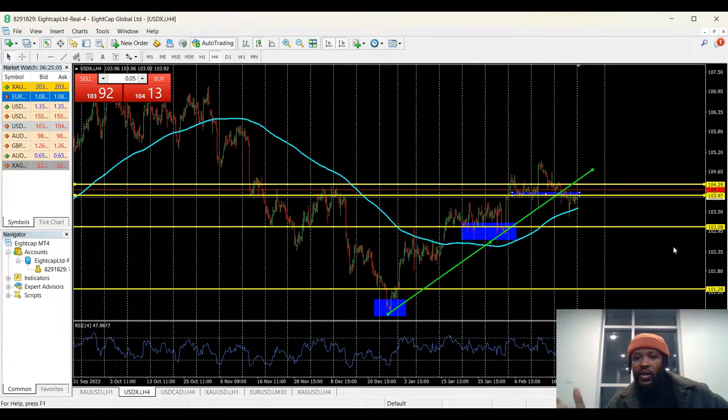So I don't be doing too much on the DXY. Sorry, I don't be doing too much when I do my analysis. As long as I know I'm on the right side of the market, which is bearish or bullish, as long as you know if the market is bearish or bullish, then you should be good to go, right? So all you got to do is pretty much wait to get your entries, right?